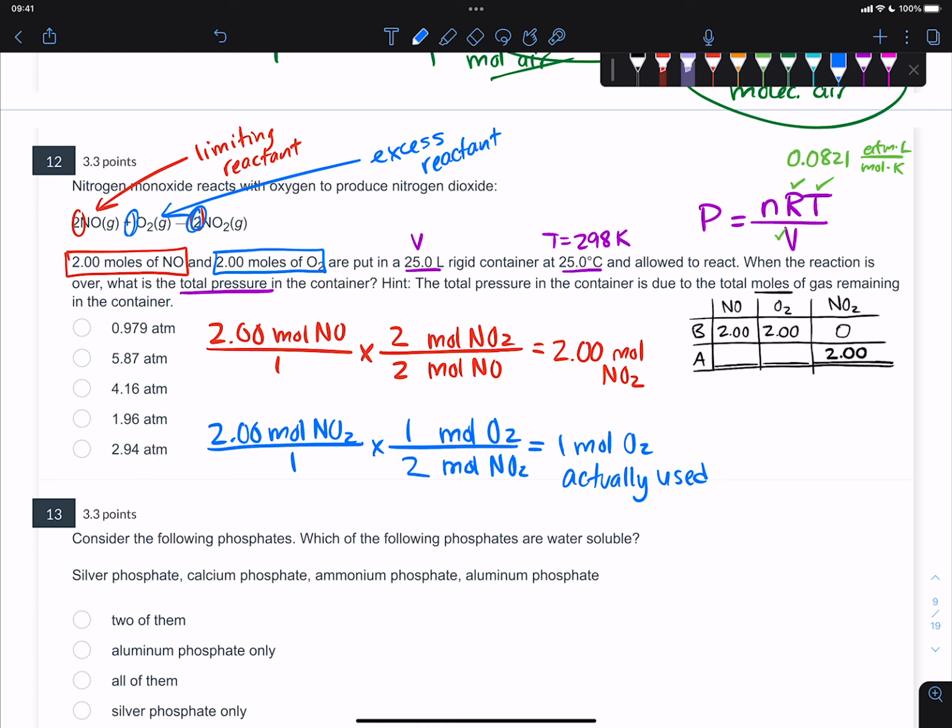Now let's think about that. There are 2 moles of oxygen available at the start of the reaction. When the NO runs out, so when our limiting reactant, which is the nitrogen monoxide, runs out, we only were actually able to use a single mole of oxygen. So of the 2 moles of oxygen available, 1 mole of oxygen was locked away into the product, and the other mole of oxygen is still floating around. So let's put that in here.